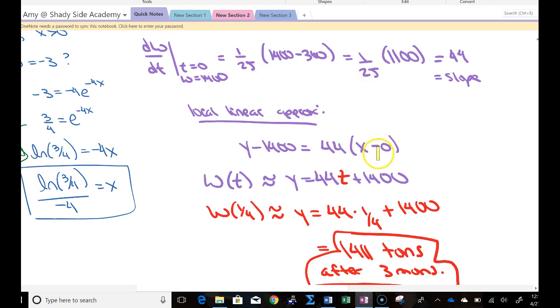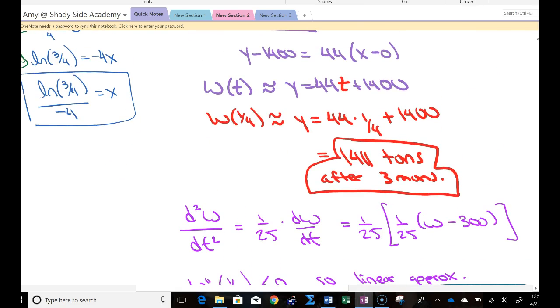And then here's where I was trying to be very impressive. I solved this equation for y, and I had y equals 44x plus 1,400. But then I said, you know what? I'm just going to make sure that I'm really being thorough. The independent variable with my W function was t. So I'm saying that this local linear approximation approximates the actual amount of tons function. Then I use that local linear approximation to approximate how many tons of waste will be in the landfill at 3 months.